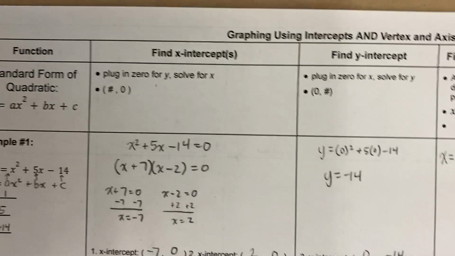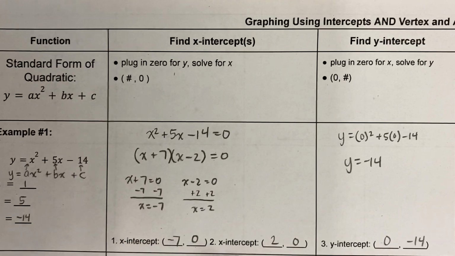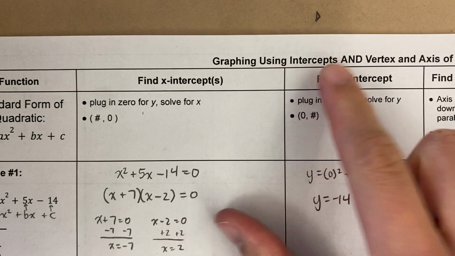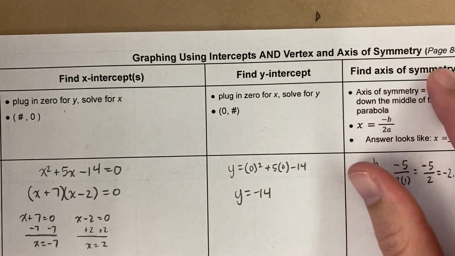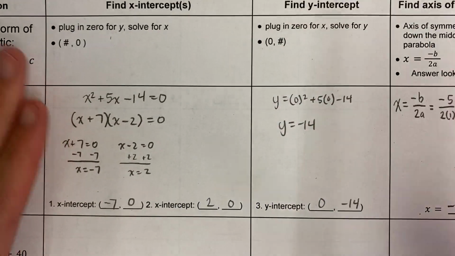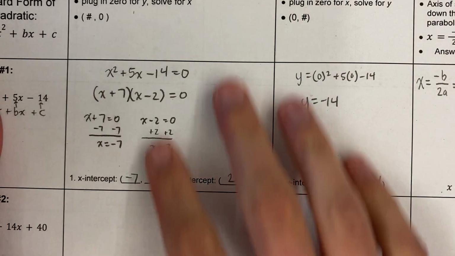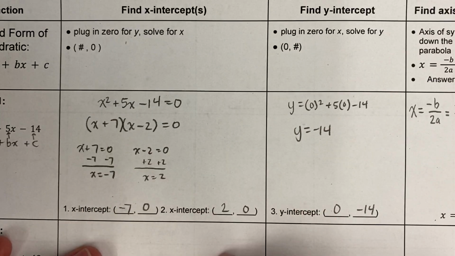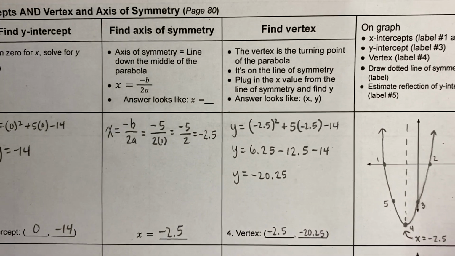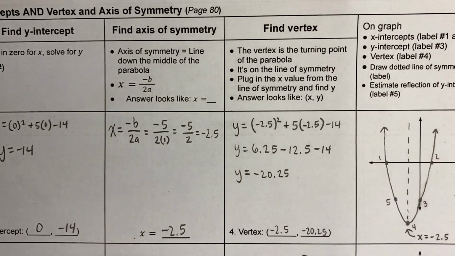All right, let's take a look. Some of this is old, right? So if you look at this paper, we're using graphing using intercepts, that we already did. And vertex and axis of symmetry, that's new, okay? So finding the x-intercepts and finding the y-intercepts, everything on these two columns, this is all what we've been doing, so that's not new to you. But these final two columns, the axis of symmetry and the vertex, that's what's new, and it's going to allow us to make our graph more accurate.